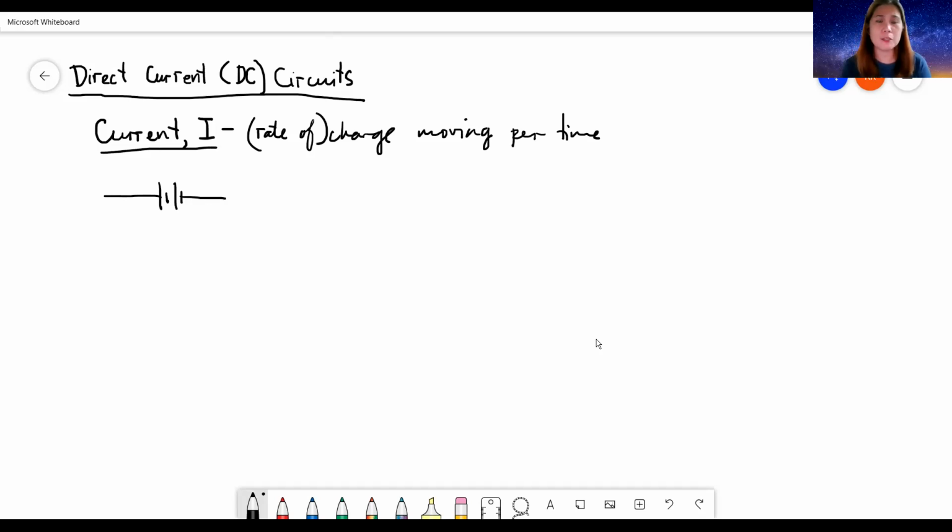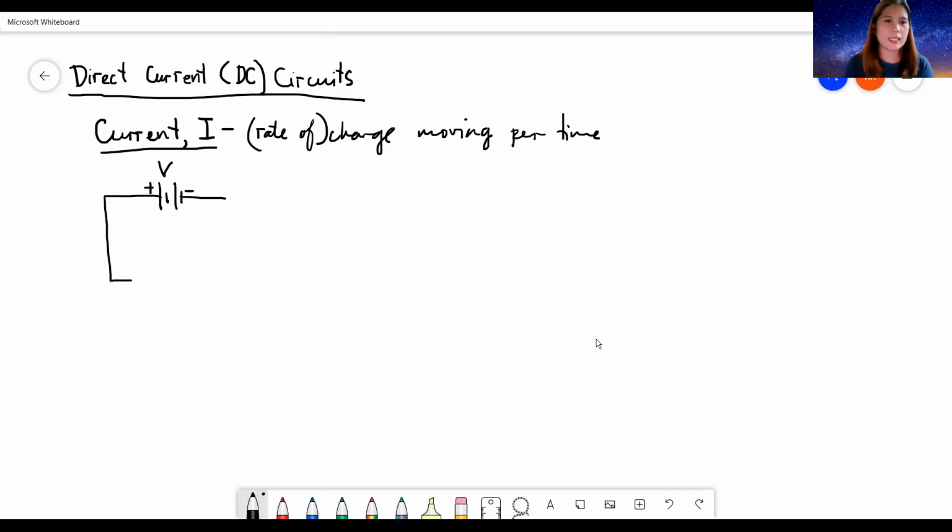So this is our symbol for voltage source or battery, for example, or power supply. And then the longer line is the positive terminal, the higher potential. And then the shorter one is the negative potential. So say that's the voltage here.